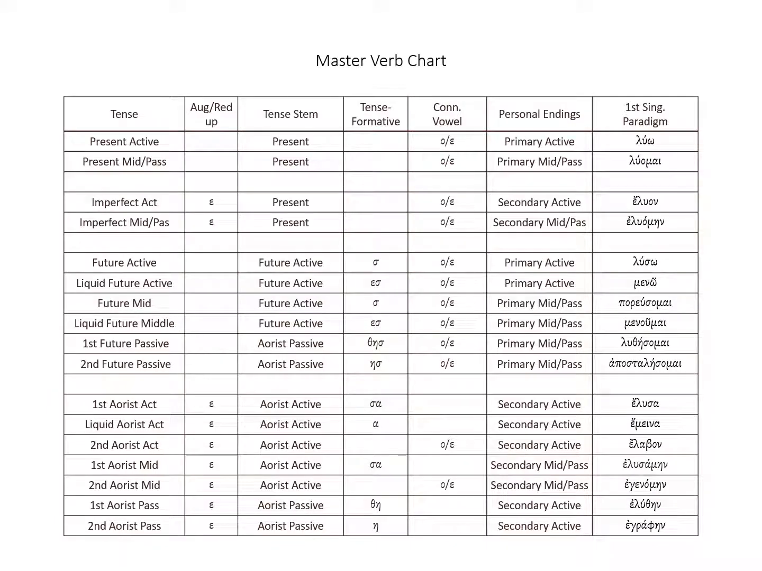Our master verb chart, I have this up again just so you can see the big picture. Wherever we have an augment, we have secondary endings. Where we have a tense formative that ends in a vowel, like alpha, like eta, then we do not have a connecting vowel, don't need one.